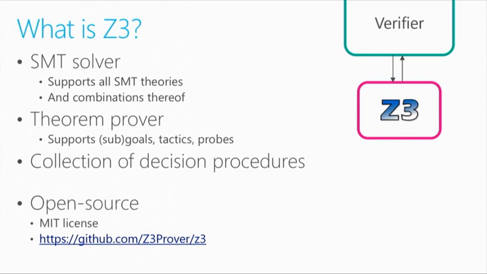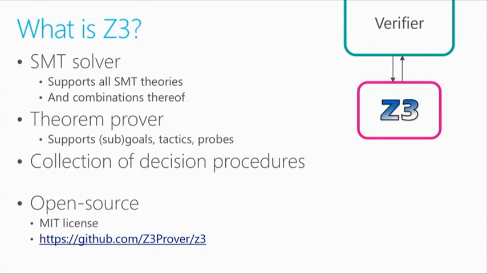So the particular formal reasoning engine that I work on is called Z3. It's the third generation of the verification tools. And it's an SMT solver, so it can reason about all these different theories, and it supports all of the ones that are defined right now. It's also a sort of theorem prover by support of sub-goals and tactics and probes that you can apply to your goals. And that way, you can implement the proof structure yourself if you think you have a better one than the automated prover.